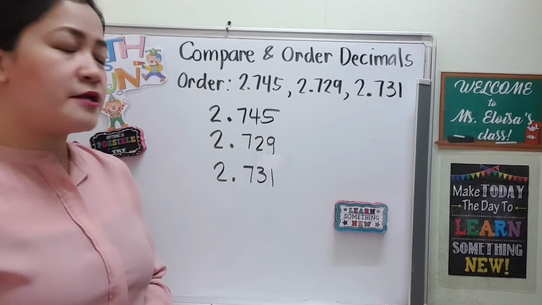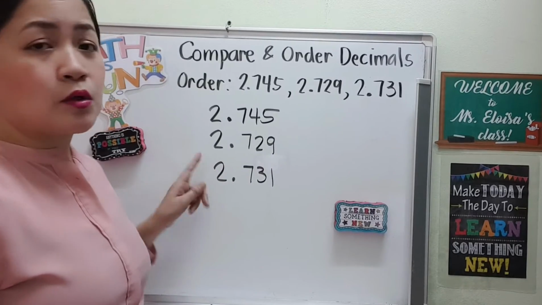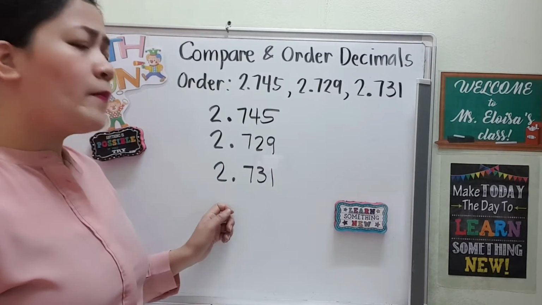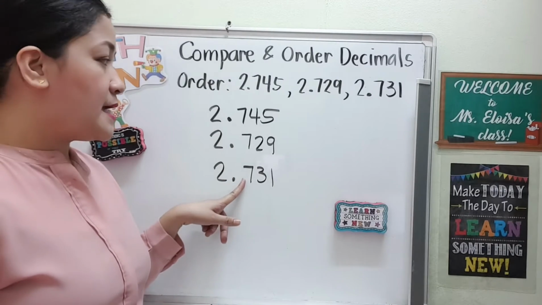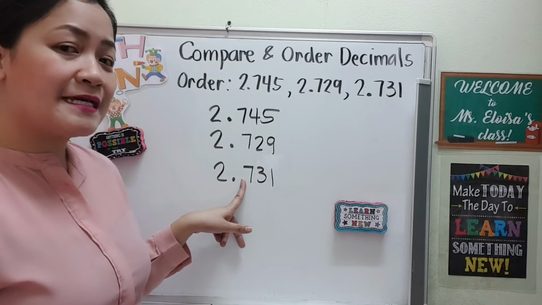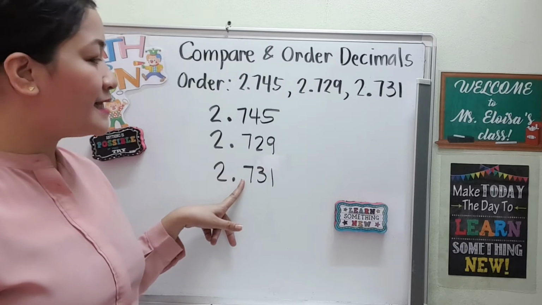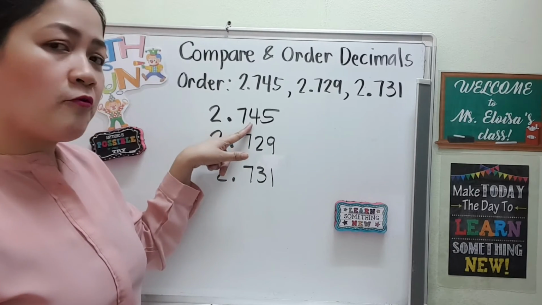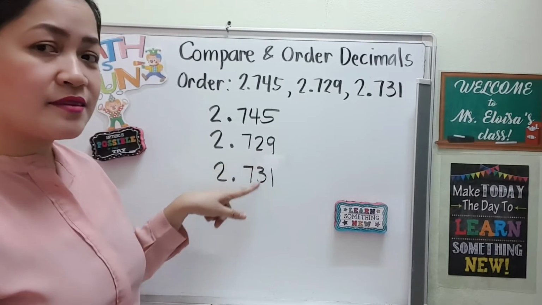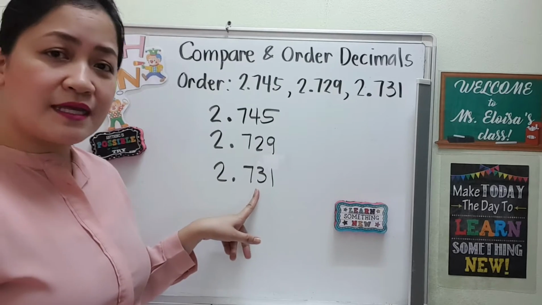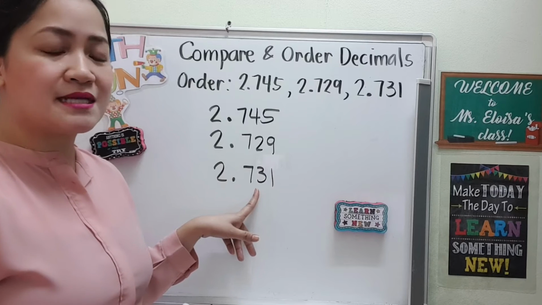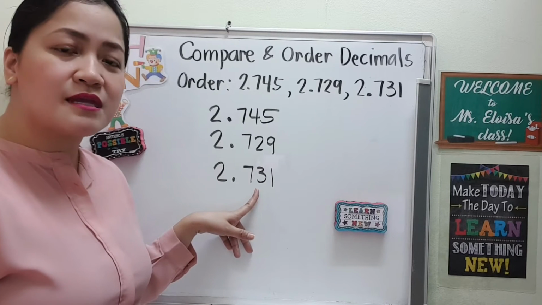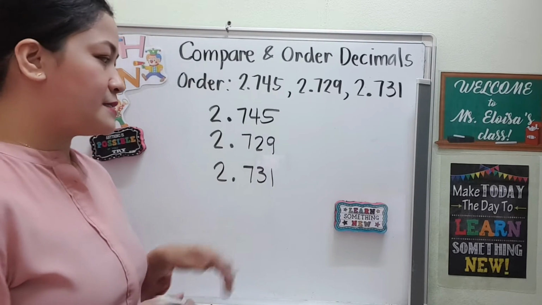Now let us compare the ones. The ones are all 2's. How about the tenths? They are all 7's. How about the next place value, which is the hundredths? This is 4, 2, and 3. So they are different. Then we can now know which one is the least and which one is the greatest. And then we can arrange them now from least to greatest.